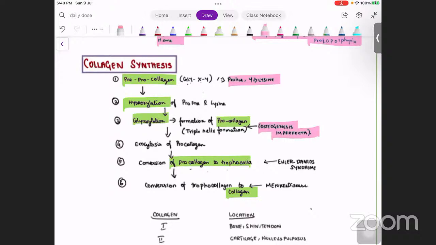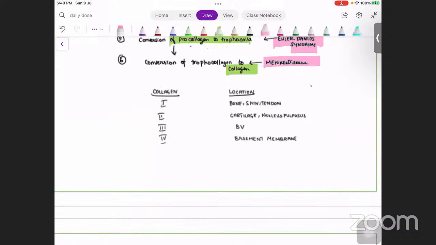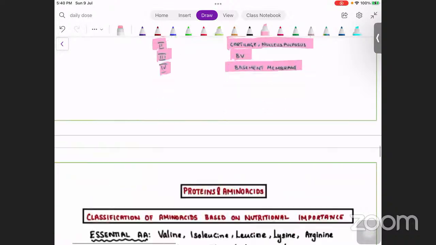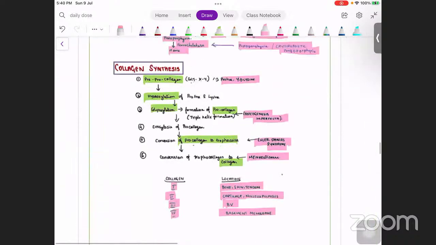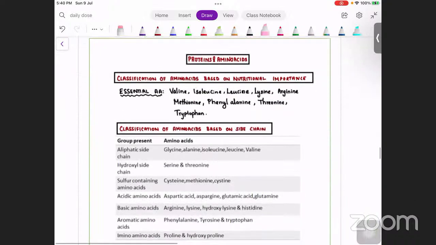And conversion of pro to tropo is impaired in Ehlers-Danlos syndrome. And conversion of tropo to collagen is impaired in Menkes disease. Then you have the types of collagen and their location. Type 1, bone, and type 2, it is cartilage and nucleus pulposus. Type 3, it is blood vessels. Type 4, it is a basement membrane. So all of them will be moving over here so that you are able to understand.